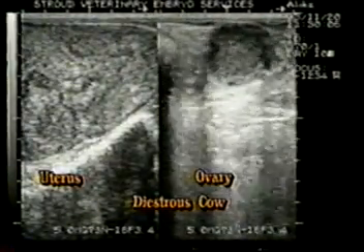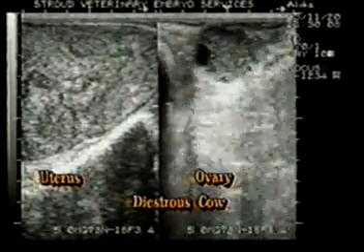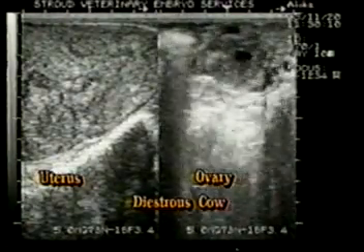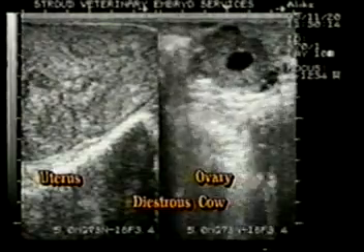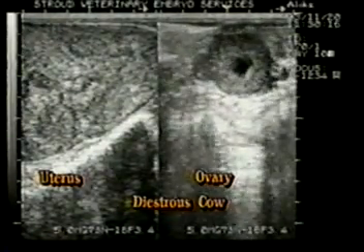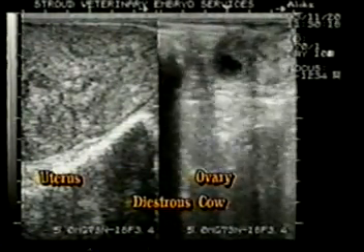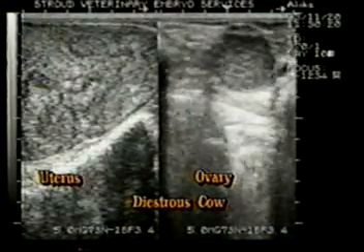This split screen shows the uterus of a diestrus cow on the left. Notice the lack of a non-echogenic lumen, which is normal in a diestrus uterus. The active ovary has a very large fluid-filled CL and some small non-echogenic follicles.